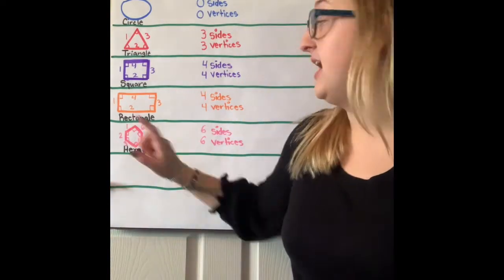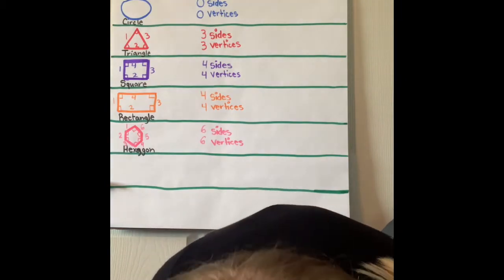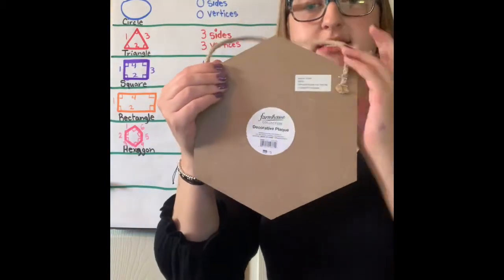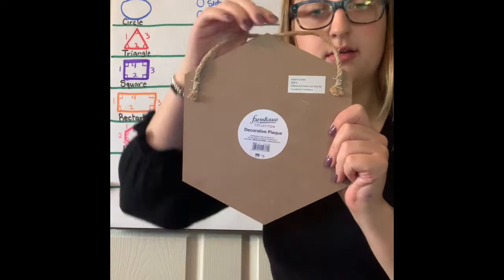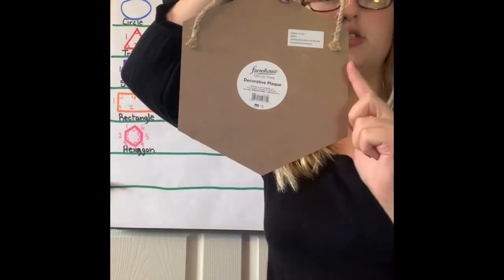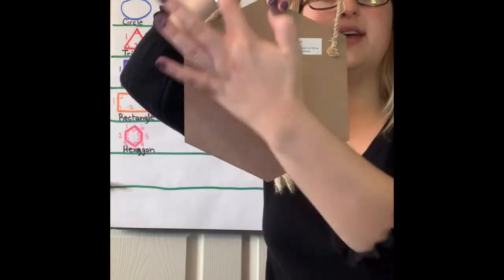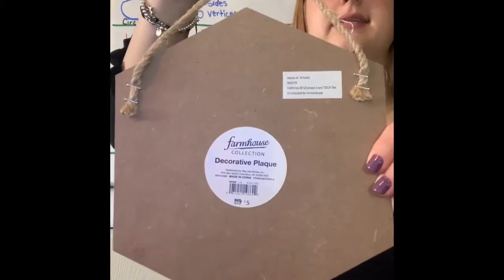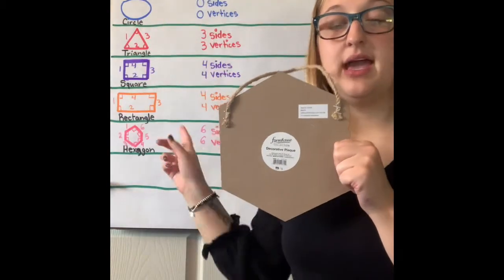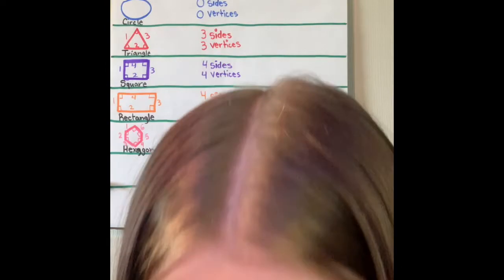Last, the hexagon. This was a tricky one. But I did find this sign I have, and it is a hexagon. So it has 1, 2, 3, 4, 5, 6. 6 sides and 6 vertices. This is my hexagon I found around my house.